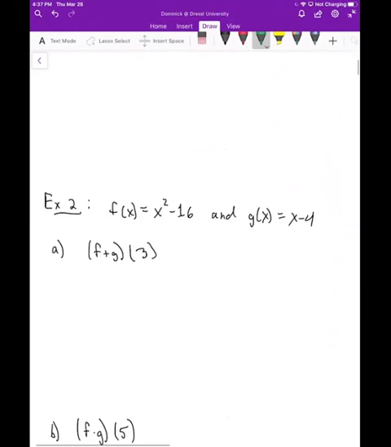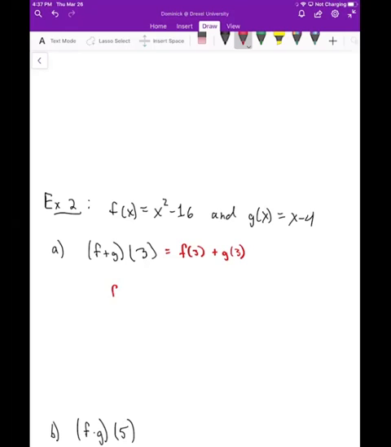Okay, so let's look at another example. Now, in this example, there's really a couple different ways that we could do these, right? Because we're given f of x is x squared minus 16 and g of x is x minus 4. And by definition, we could say that f plus g of 3 is f of 3 plus g of 3. So this is one way we could do it.